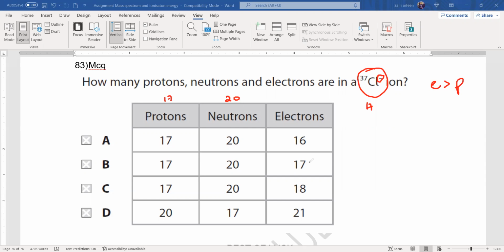So this B can be, why? Because B is for a neutral atom. This is for a positive ion. This one is a negative one. That's why C is the right answer.